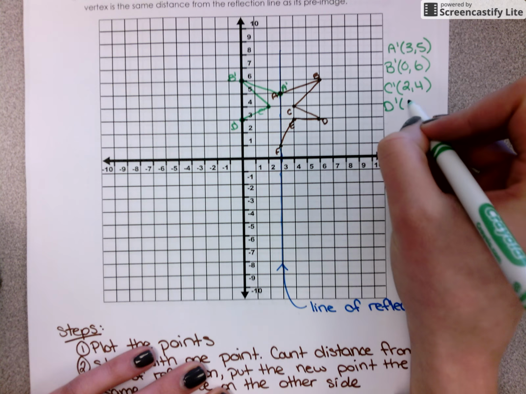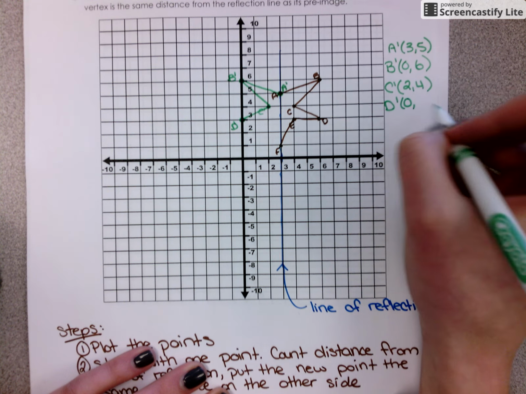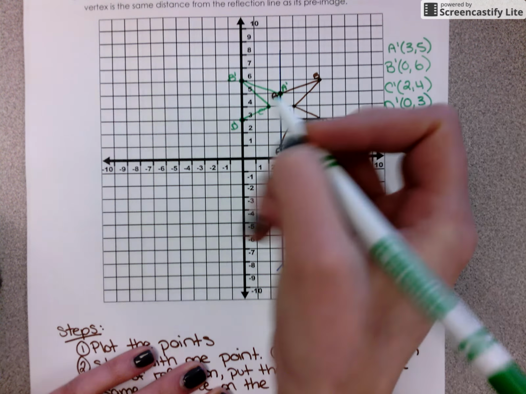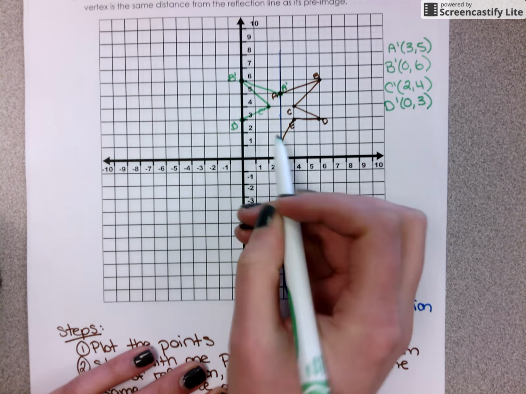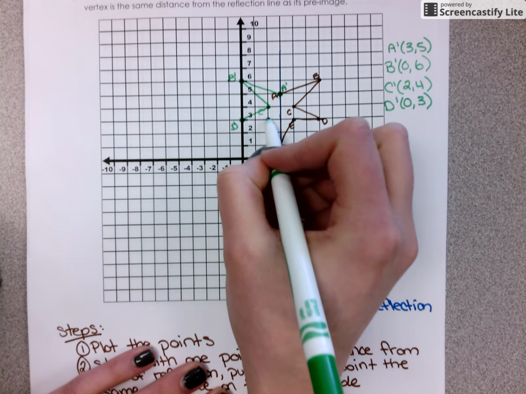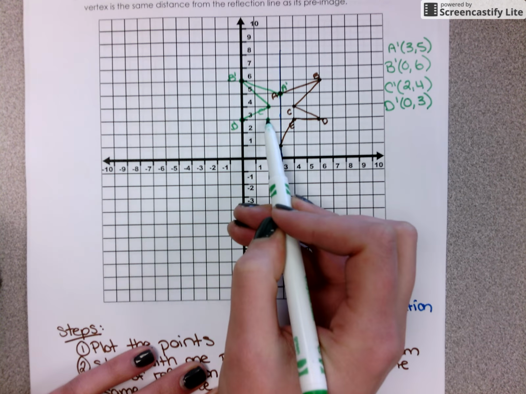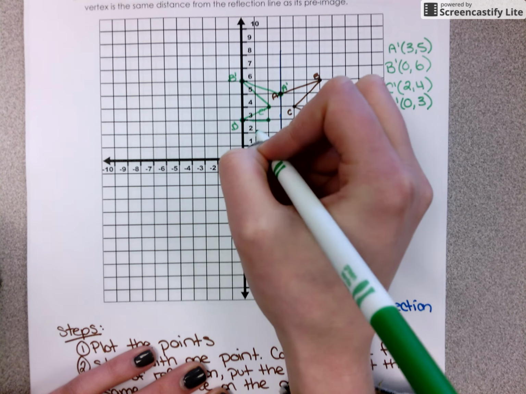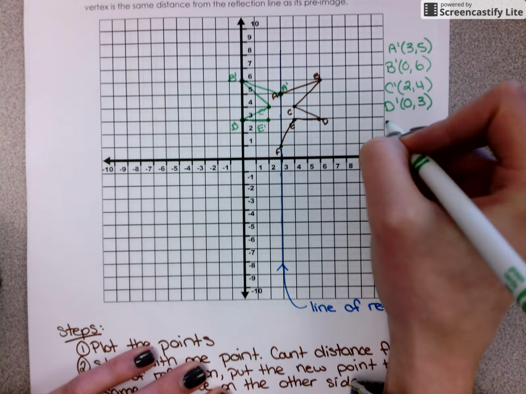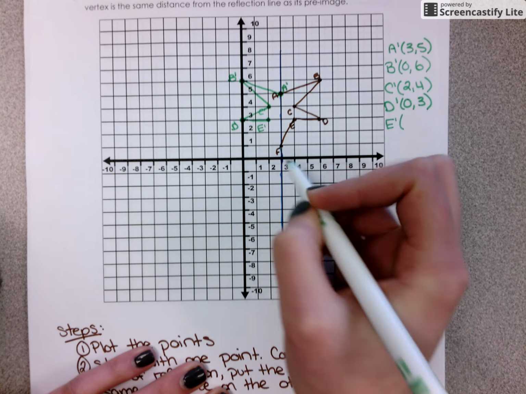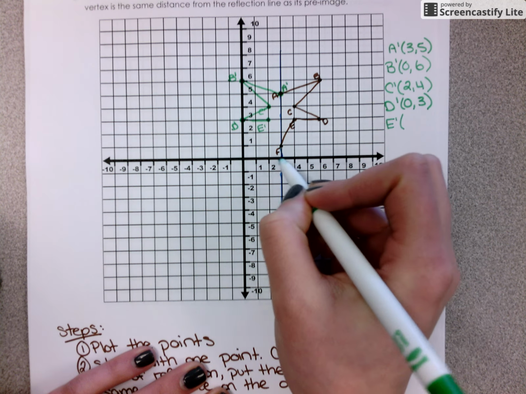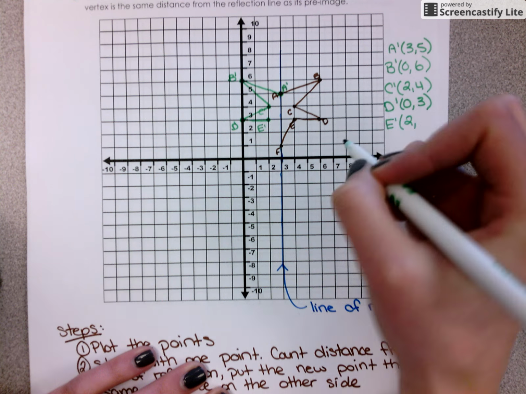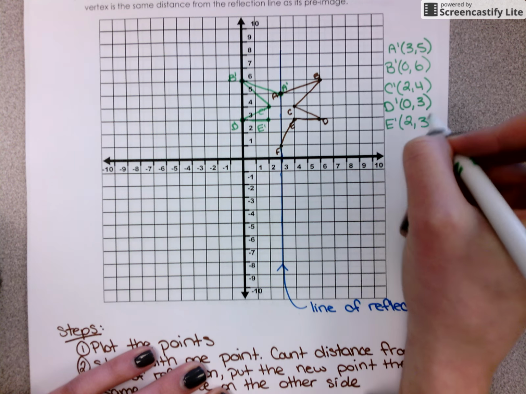So our new D prime would be 0 and 3. And E is again 1 spot away. So you're going on the same height, so your y stays the same, it's just your x that changes. So E prime, the x changes to 2, and the y still stays at 3.